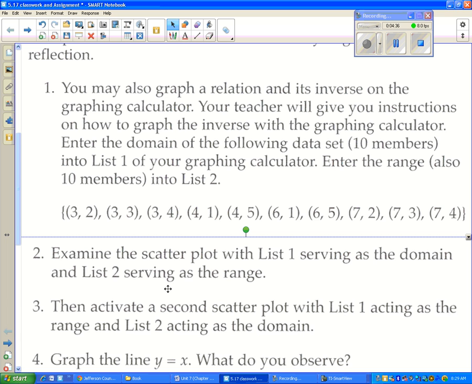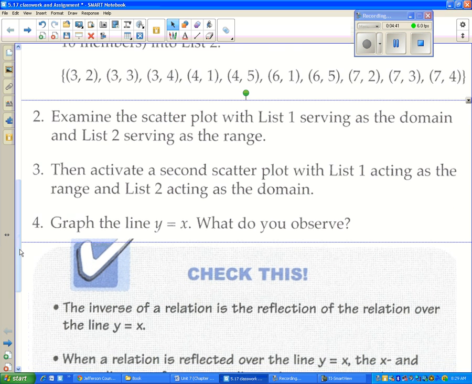Examine the scatter plot with list 1 serving as domain, list 2 serving as range. Okay. We can do that. Then activate a second scatter plot with list 1 acting as range and list 2 acting as domain. I'm going to pause this real quick.